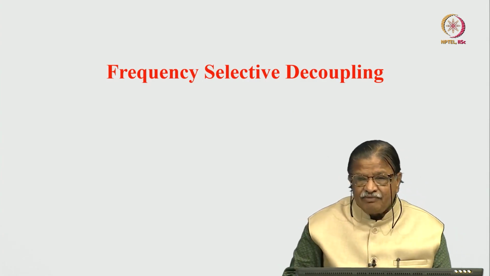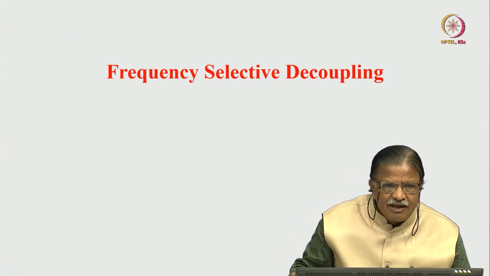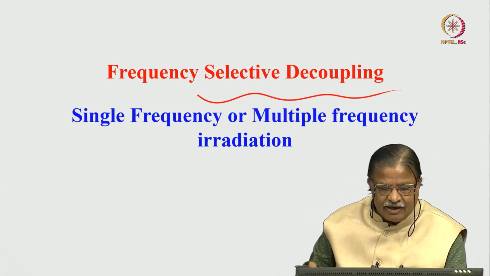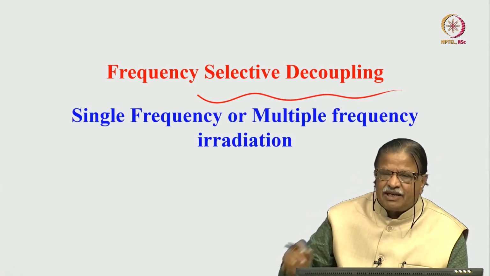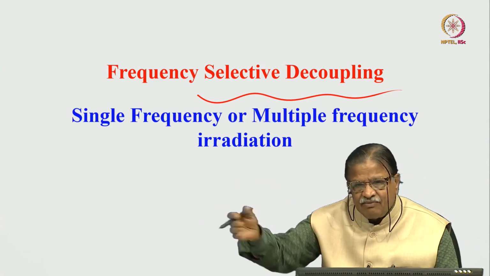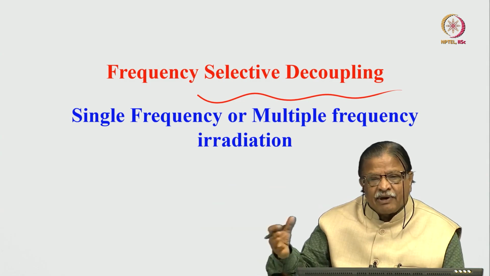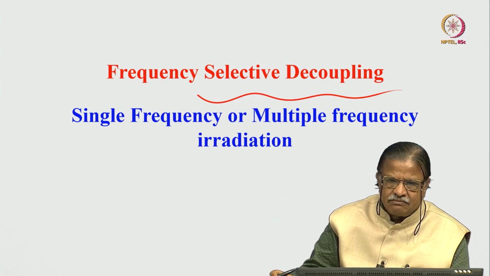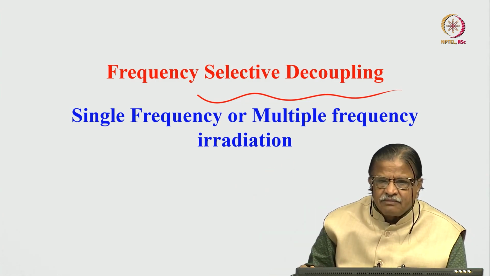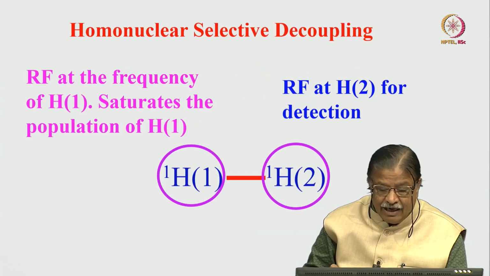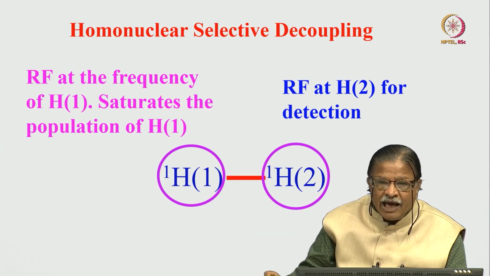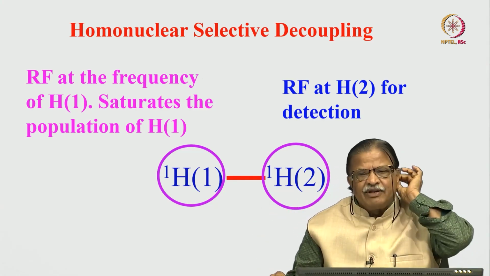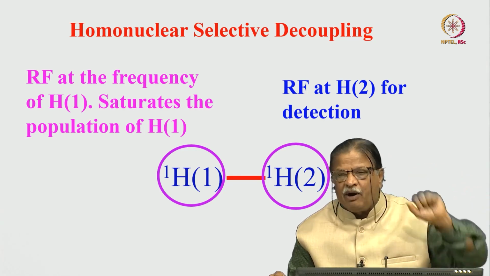What people did at times, in the good old days, was what is called frequency selective decoupling. What do you mean by frequency selective decoupling? I can irradiate at a single frequency and see the change in the other parts of the spectrum. I can irradiate several frequencies at a time and see the change in the spectrum. That type of decoupling helps you identify which proton is coupled to which proton. That was the method adopted to identify the coupled partners.